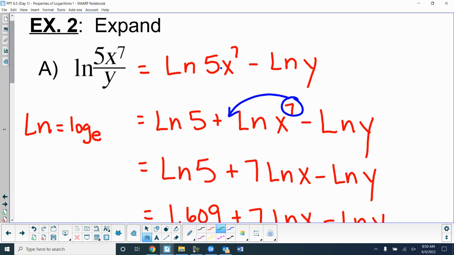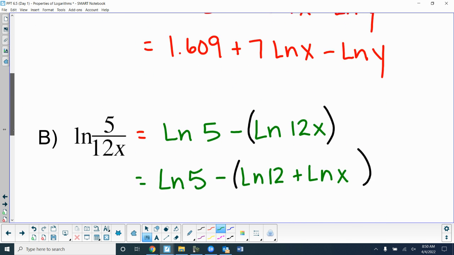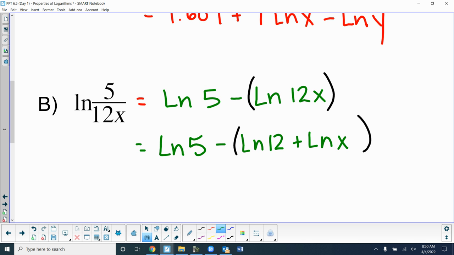Okay. In a minute here we're going to go the other way. They're going to give you something like this and want you to condense it down to that. So I didn't have to put parentheses around this because that's up top. I put parentheses around this because this whole thing's in the bottom. So that's just telling me I was dividing by both of those.